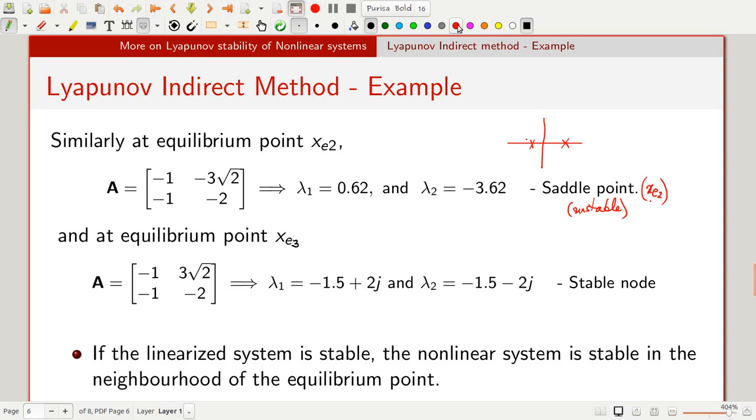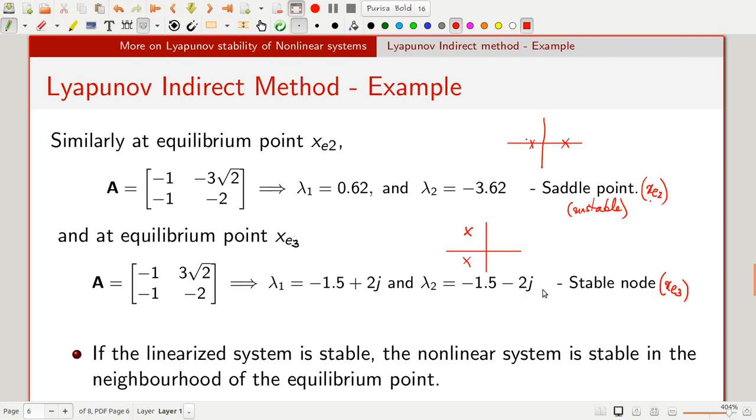So the lambdas for this case are complex, but on the left of the imaginary axis. So we have a stable node here. So we can say that xc3 is in fact a stable system. Yes, in fact, this is also going to 0 as t tends to infinity. So this is in fact an asymptotically stable system.